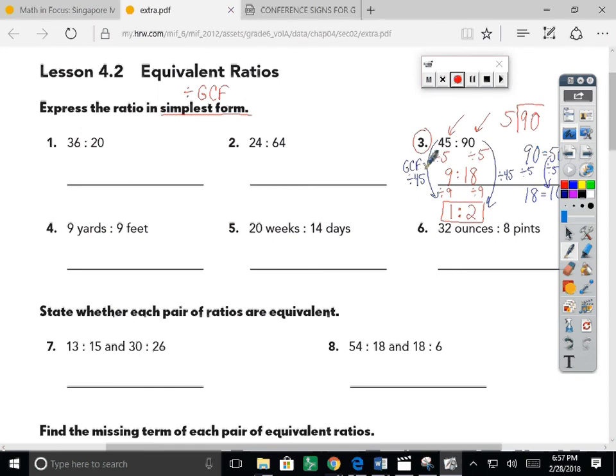We actually found the greatest common factor in looking back. And if you don't see that the first time through, that's okay. Take multiple steps until you get there. I'm going to fast forward to number 5 and 6.